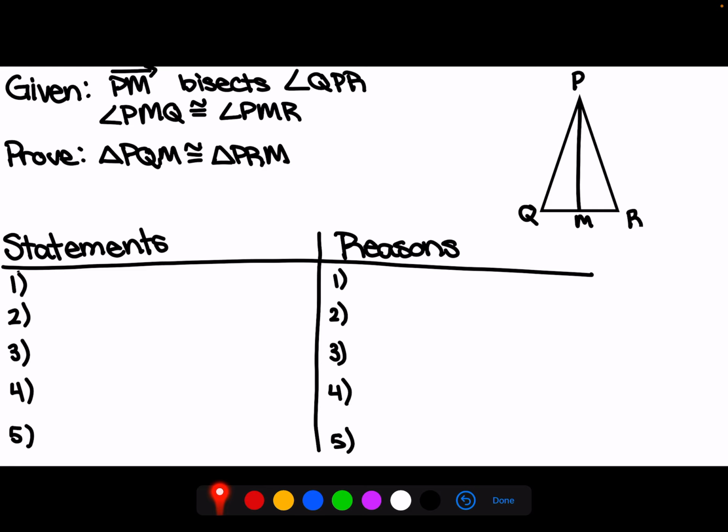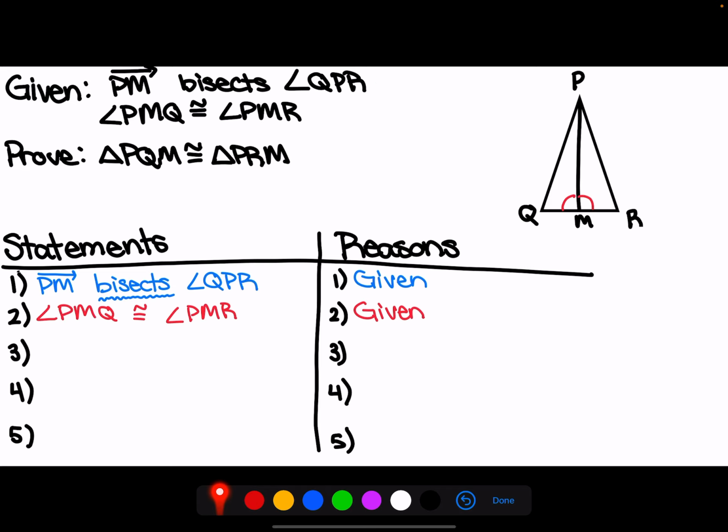All right, so first off, our first 2 statements should be our given information. Our given information is that PM bisects angle QPR, and that angle PMQ is congruent to angle PMR. And I went ahead and drew that on my diagram as soon as I wrote it in my proof. Now, out of these 2, one of them leads to a dead end where I can't use anything else for it, and the other one allows me to go a little bit further in my proof.